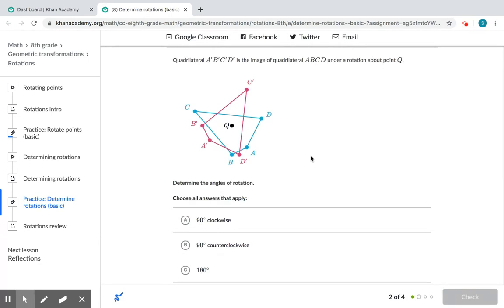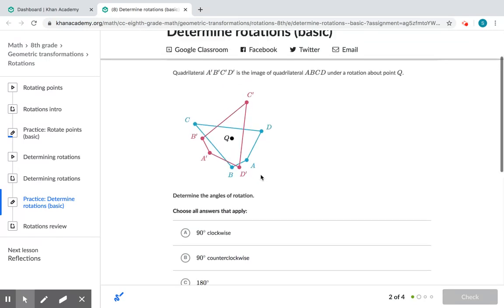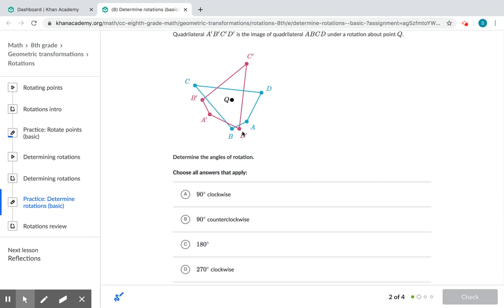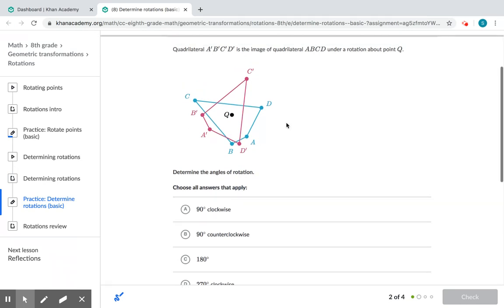All right, so the quadrilateral A prime, B prime, C prime, D prime is the image of the quadrilateral ABCD under a rotation about point Q. Again, with these no-grid questions, not great questions, but we'll see if we can figure them out. The first thing I want to identify is what was my original shape. I can see here that my blue shape is the original and my pink shape is the new. So I have to figure out how I got blue to pink.